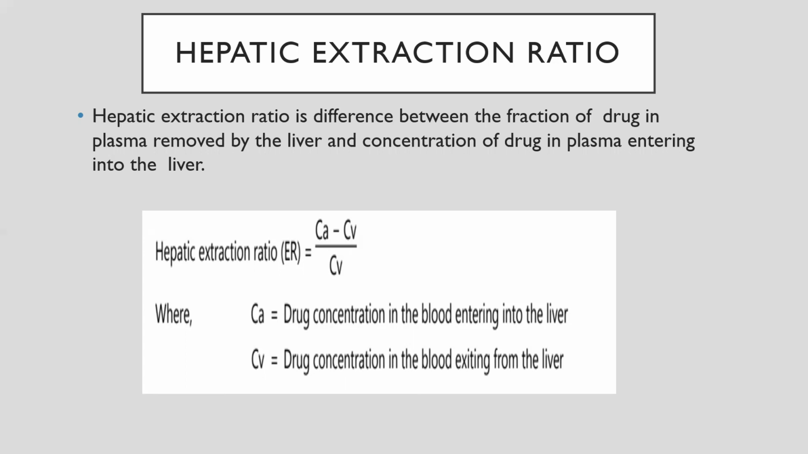The hepatic extraction ratio is denoted ER, which is equal to Ca minus Cv divided by Ca, where Ca is the drug concentration in the blood entering the liver, and Cv is the drug concentration in the blood exiting from the liver. Ca is how much drug concentration enters the liver, and Cv is how much leaves it.